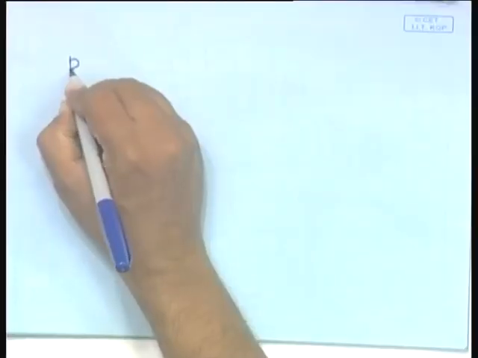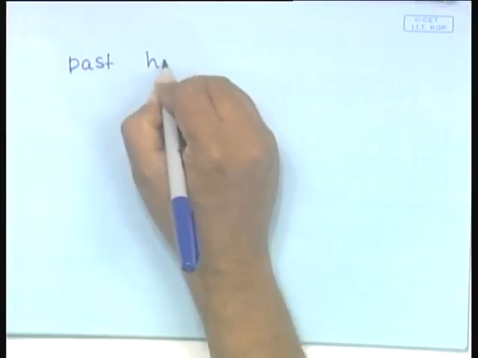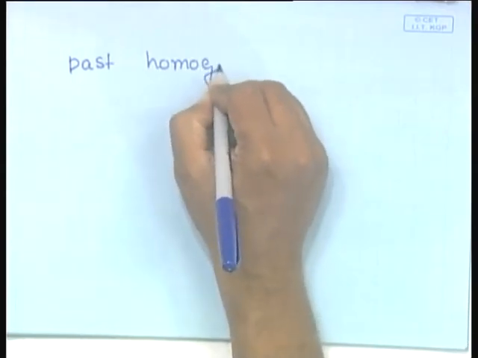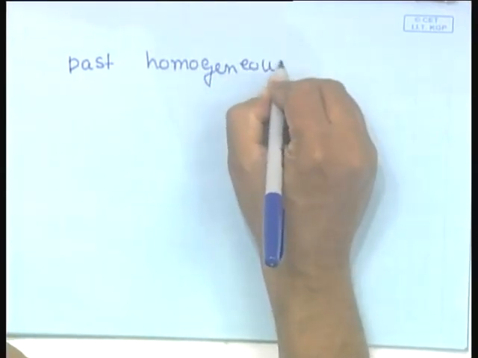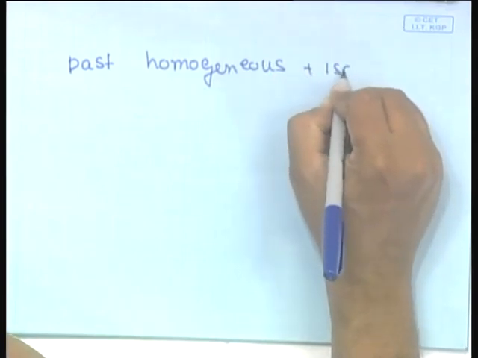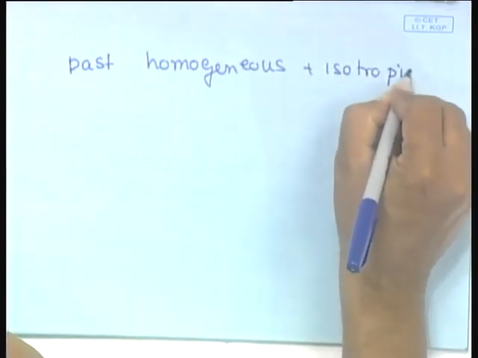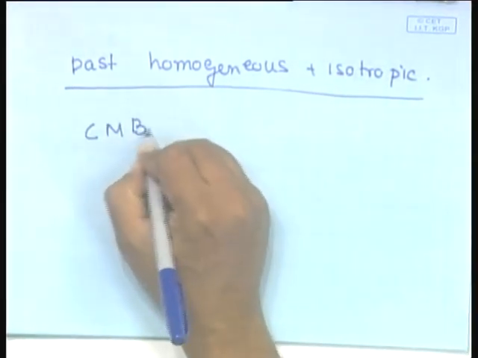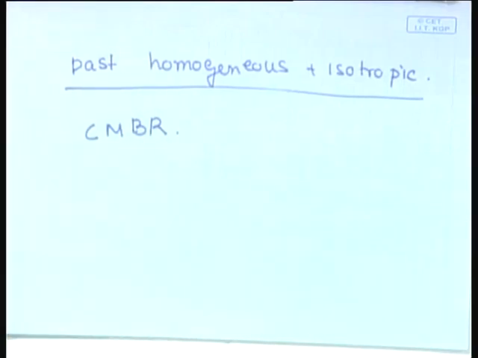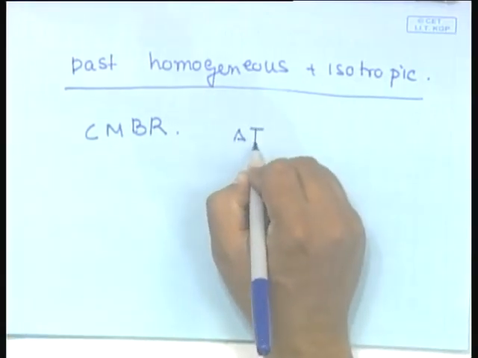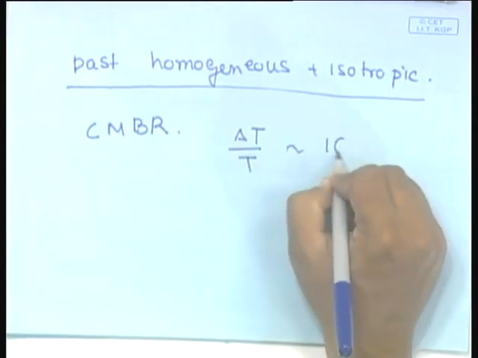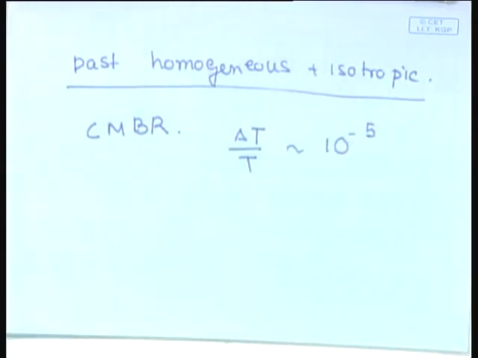There is evidence that the universe in the past was extremely homogeneous and isotropic. One of the main pieces of evidence comes from the CMBR, cosmic microwave background radiation, which we have discussed to some extent, and this has fluctuations delta T by T of the order of 10 to the power minus 5. So, it is isotropic to a high degree.